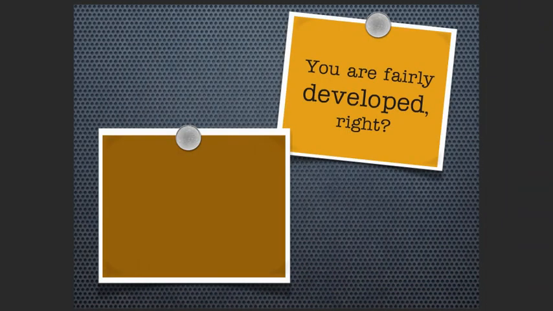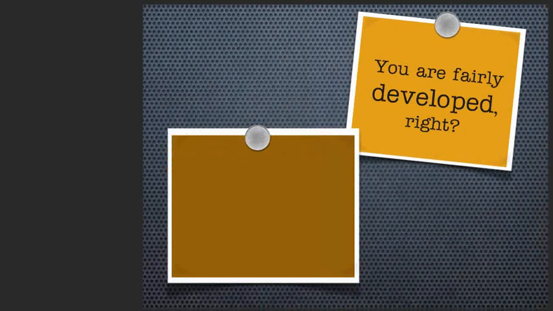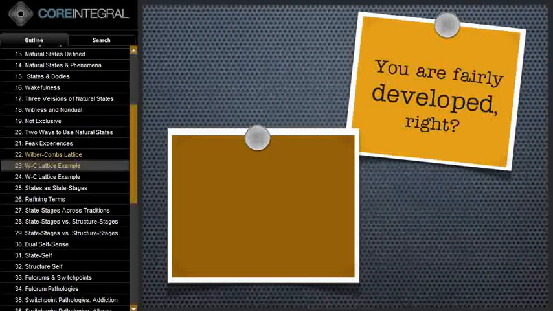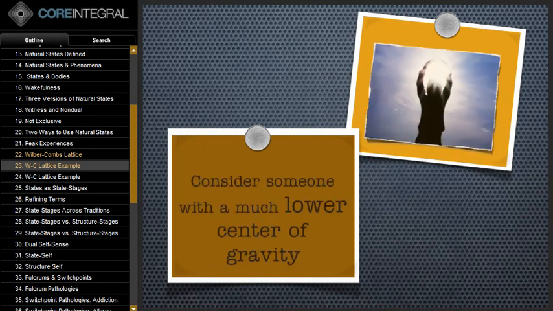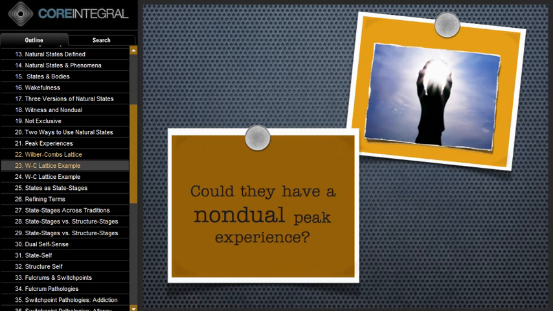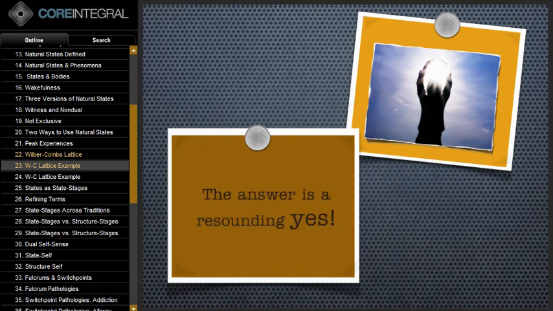You are fairly developed when it comes to vertical development, right? Your center of gravity is most likely approaching or has already entered integral or second-tier levels of development, right? And you probably had your fair share of peak experiences, probably even non-dual experiences. Have you ever thought that your development influenced the way you made sense of those peak experiences? Consider someone with a much lower center of gravity, say at red. Do you think that they too could have a non-dual peak experience? The answer is a resounding yes.